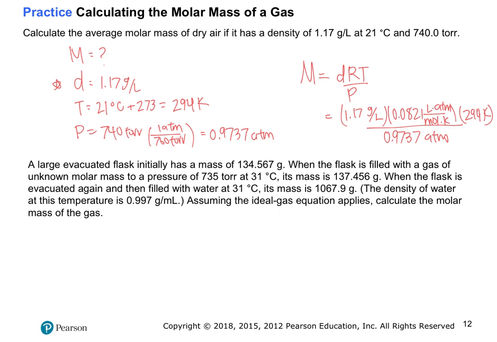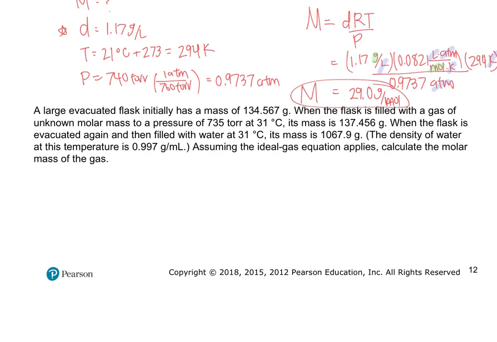We have liter canceling out that liter, Kelvin canceling out the Kelvin, atmosphere canceling out atmosphere, and we are left with grams per mole. Great, that is the molar mass. So we could solve for this. Molar mass of dry air is 29.0 grams per mole. And that's pretty close to nitrogen, which is 28 grams per mole, and nitrogen makes up like 78% of our atmosphere, so this makes sense. Always do a logic check.